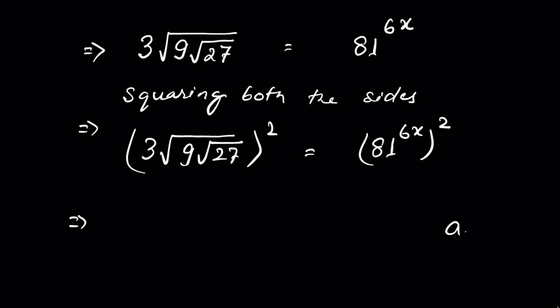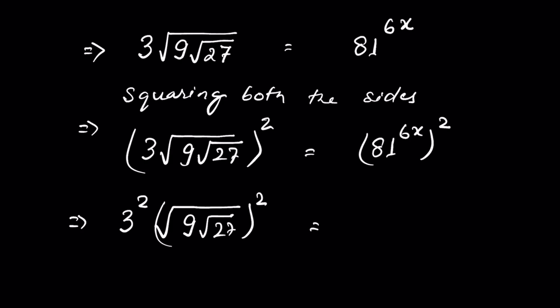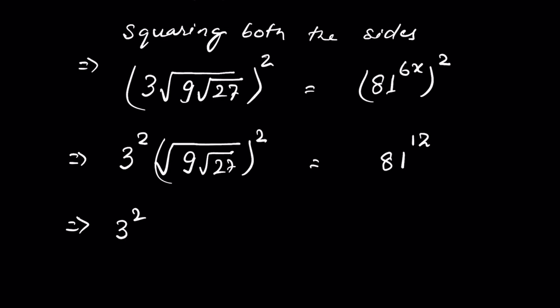Now when a times b is raised to the power of m, it means a is raised to the power of m, times b is raised to the power of m. Therefore this square is over 3, so 3 to the power 2, then 9 times the square root of 27, equal to 81 raised to the power of 12x. This square root removes the square, so it is times 9 times the square root of 27, equal to 81 raised to the power of 12x.